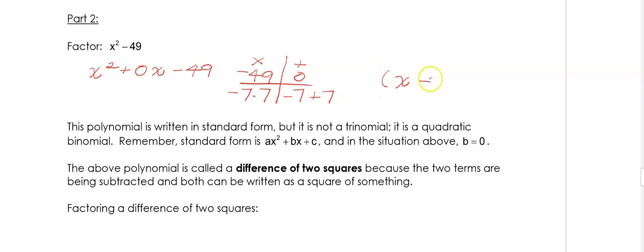So I get x minus 7, x plus 7. Now, these are not perfect because they're different. When they're different, that is called a difference of 2 squares. It is because the middle terms cancel, which is why b is 0. And when we do it, the 2 terms that we get are going to be subtracted, and both can be written as a square of something.